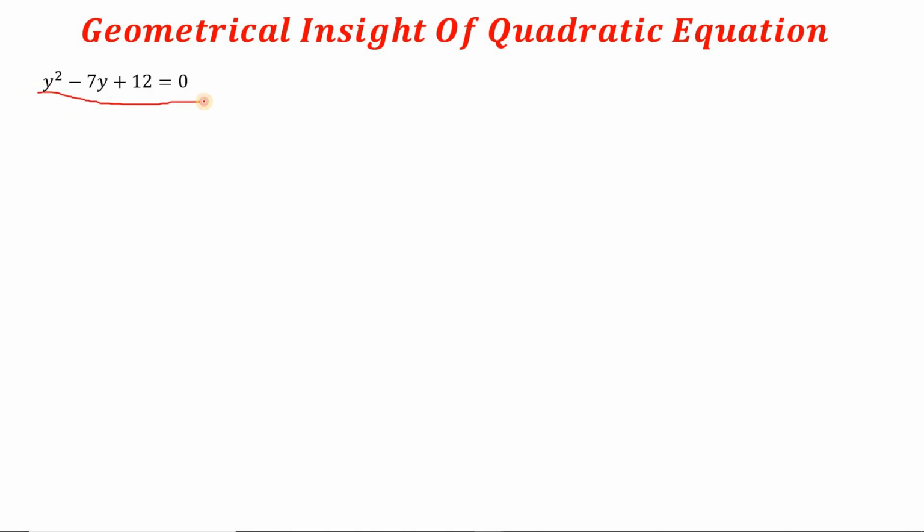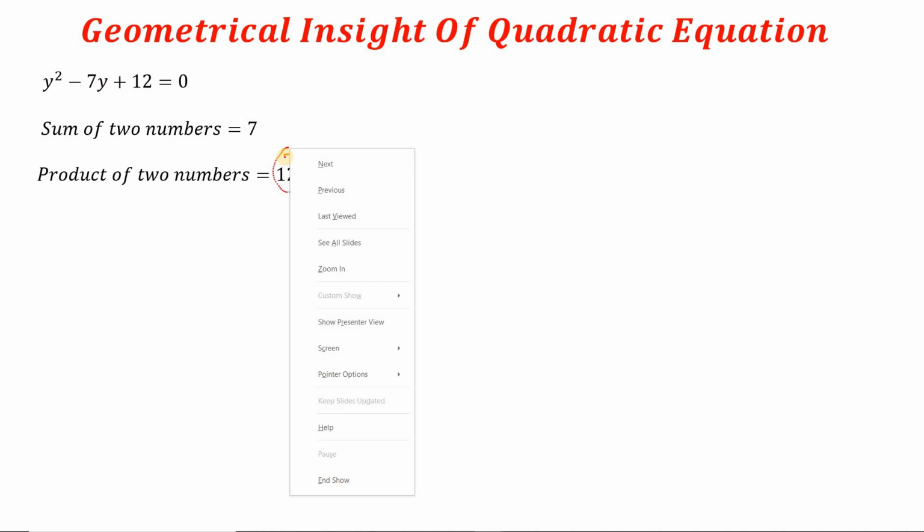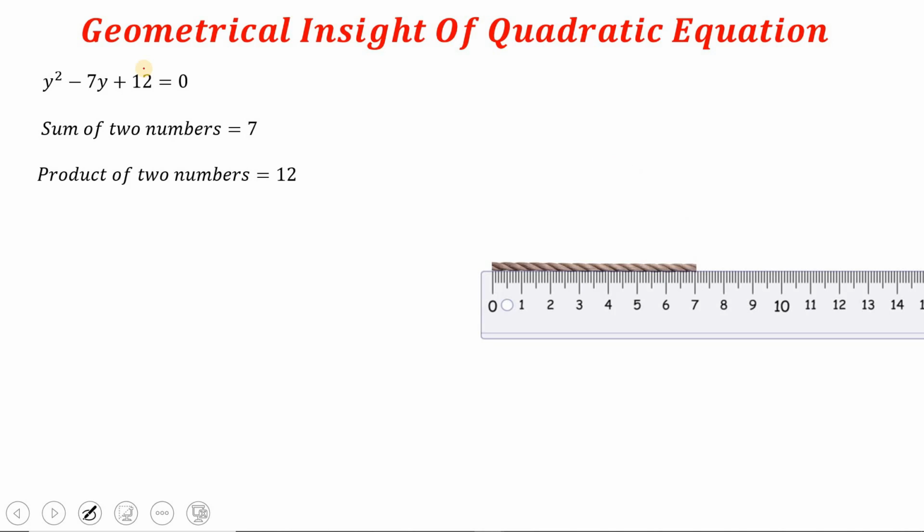So this will be the quadratic equation. In this quadratic equation, the sum of two numbers is equal to the negative of this coefficient, which is 7, and the product of two numbers is equal to 12, which is the constant term. At first, let's take a rope or a length of 7 units. This 7 units is nothing but the sum of two numbers.